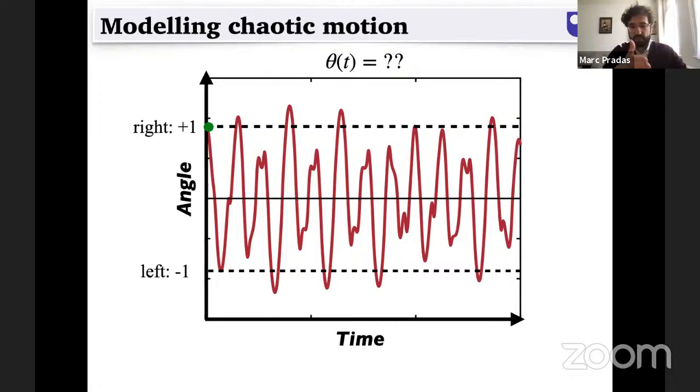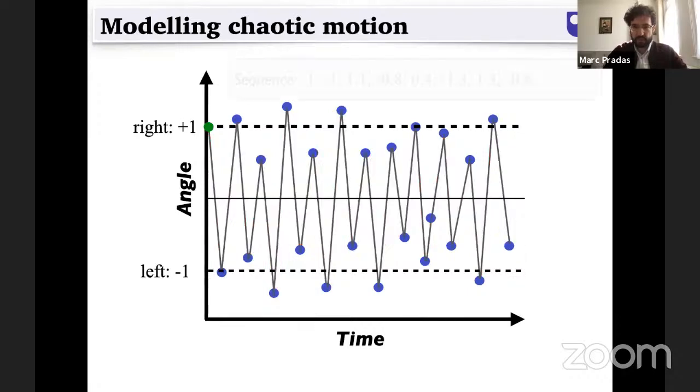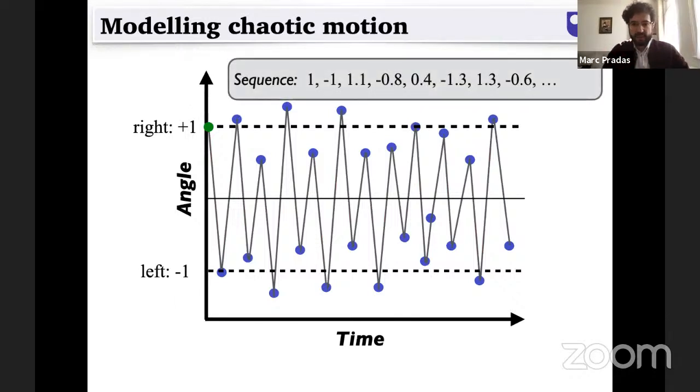But again, we could measure this at different points equally spaced in time, and with this we can construct a sequence of numbers, which in this case are not repeating over the sequence. So again, even though we have removed a lot of information from the continuous evolution in time, this sequence of numbers is already enough to tell us that the motion of this object is now very irregular, because it does not repeat at each iteration.